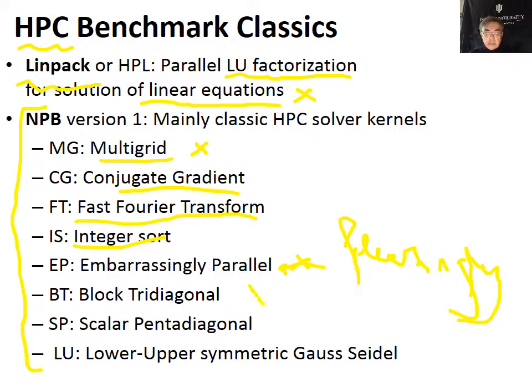Then we have other, rather more complex structures for solvers, block tridiagonal and scalar pentadiagonal. This is just matrix structures. And here we have the LU. No, not LINPACK, it's actually LU, which is symmetric Gauss-Seidel. Gauss-Seidel is not LINPACK. It's an iterative approach to solving linear equations.